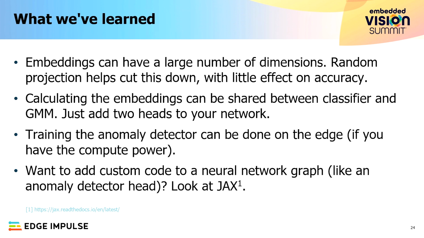Second, because you have these embeddings, you can share them. If we train a classifier, then we can run the whole model up until the last layer. Those are the same embeddings we use for both the classifier and for the anomaly detector. So we get the anomaly detector for free, which is really cool. The anomaly detector is also really simple because it's just a Gaussian mixture model or a k-means clustering algorithm. So you can fine-tune that on the edge.